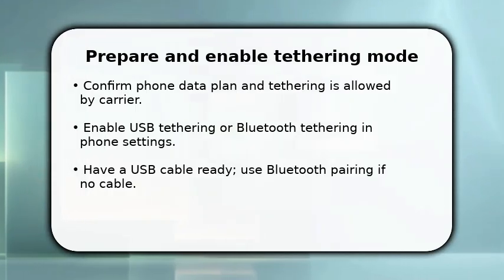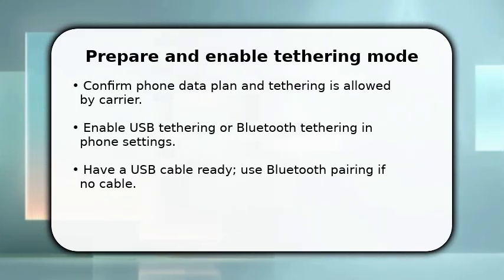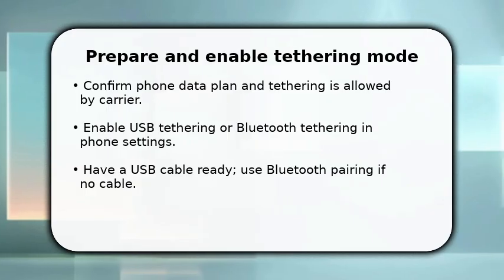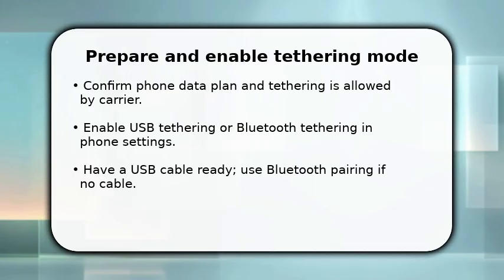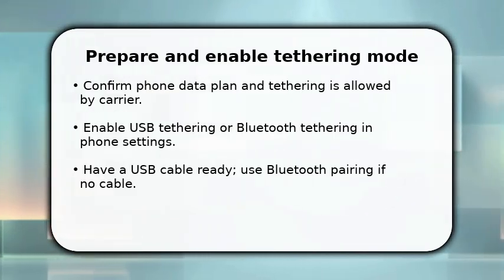both devices. On Android, open Settings, Connections, Mobile Hotspot and Tethering, and toggle USB tethering. On iPhone, go to Settings, Personal Hotspot, and enable tethering. Do this now so the laptop can detect a direct network interface and avoid wireless hotspot use.